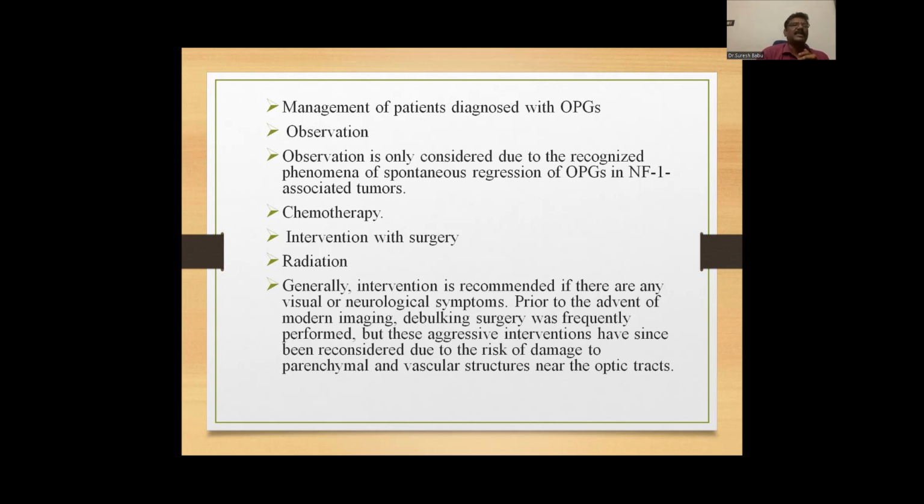For such patients, they can go for chemotherapy, and then they can intervene with surgery, then radiation. Generally, surgical intervention is recommended if there are any visual or neurological symptoms. Prior to the advent of modern imaging, they used to do debulking surgery. Debulking surgery was frequently performed, but these aggressive interventions have since been reconsidered due to the risk of damage to the parenchymal and surrounding vascular structures near the optic tracts.